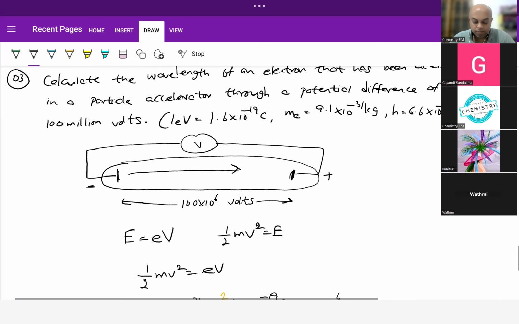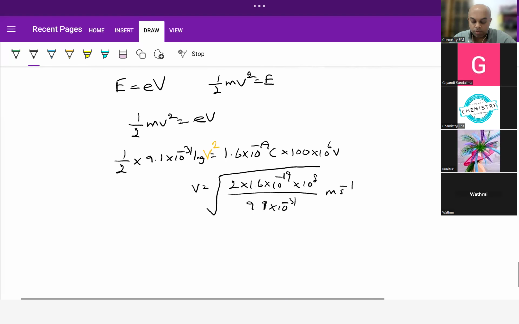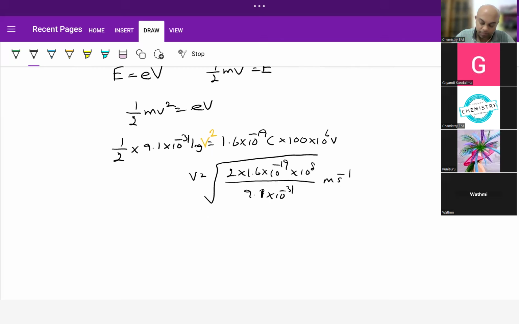So what we have been asked is: calculate the wavelength of an electron that has been accelerated in a particle accelerator through a potential difference of 100 million volts. Right? So we need to find the wavelength actually, not the velocity. If you know this equation, lambda is equal to h divided by mv.